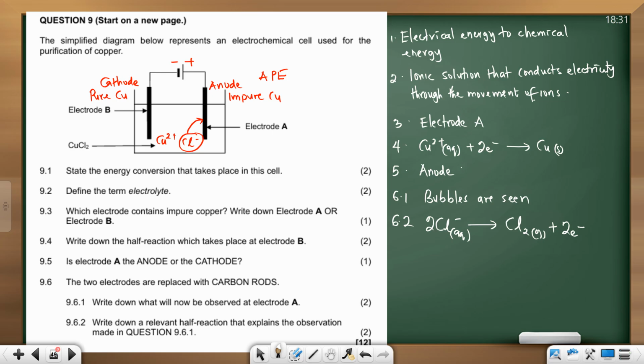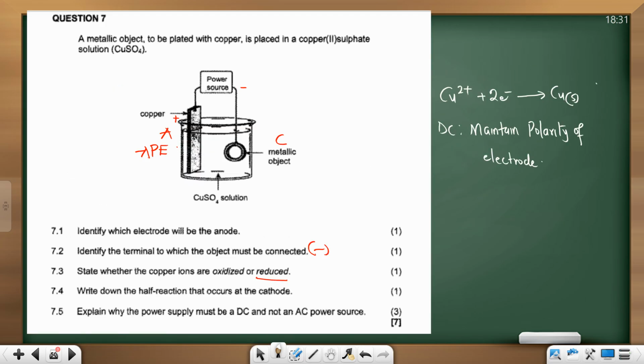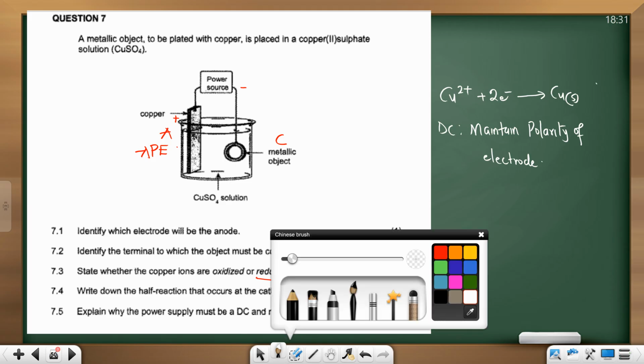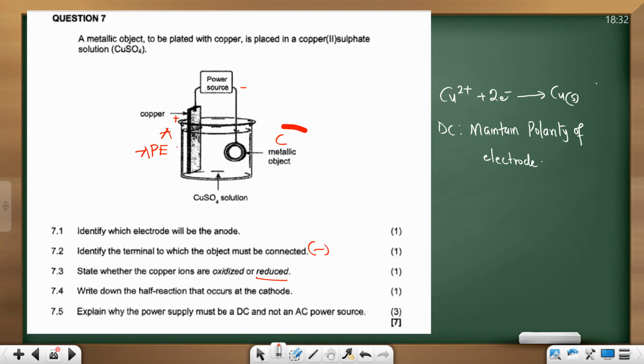Okay, everybody, here's the next one. Oh, we answered this one last week, but let's go through it again. What is this? The purification, no, electroplating, right? Whatever we want to electroplate, we said should be at the cathode. Identify which electrode is the anode. Copper. Which terminal must be connected? Cathode is negative.